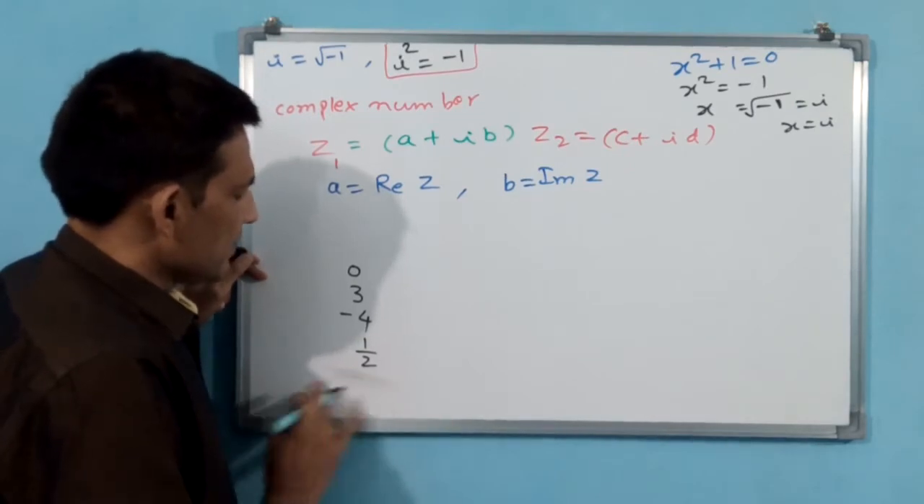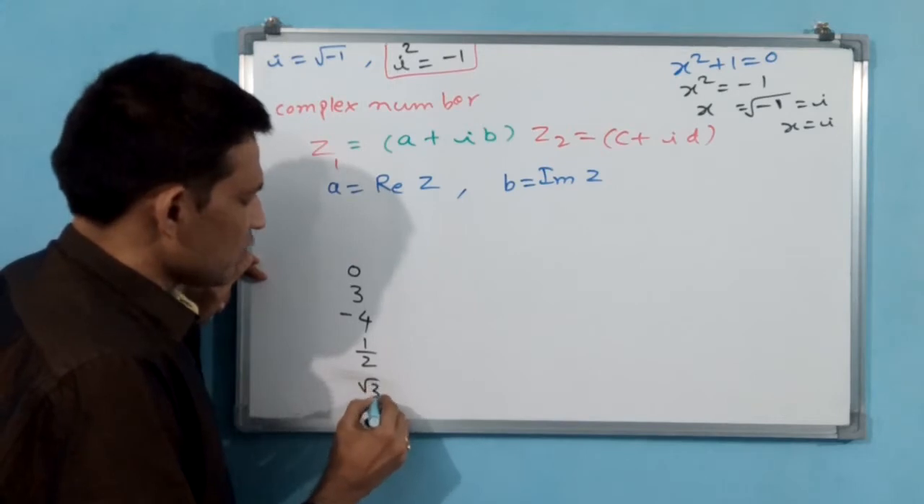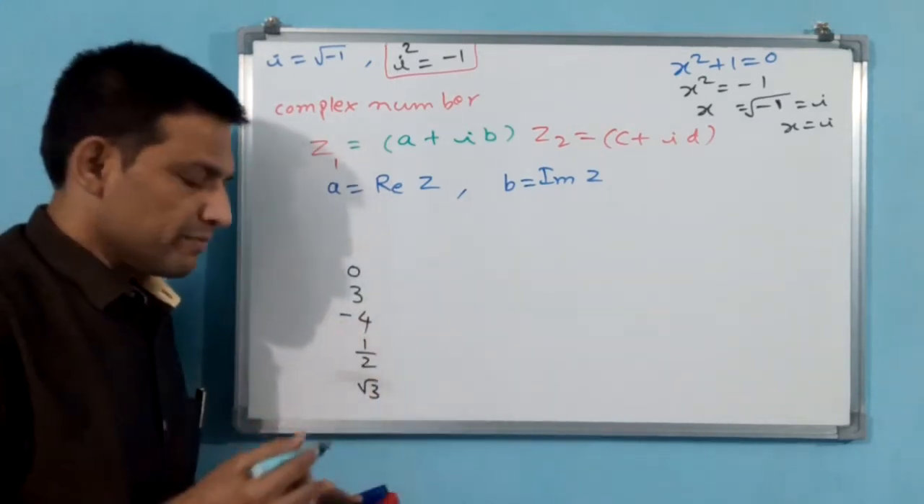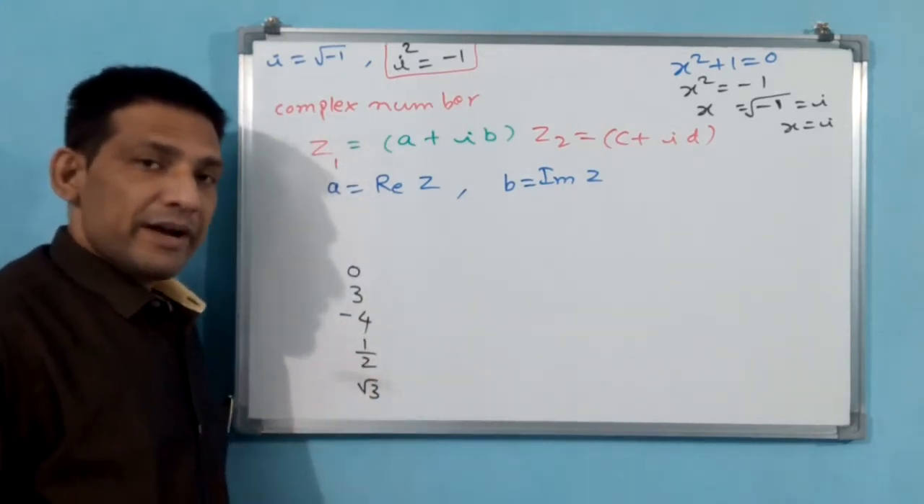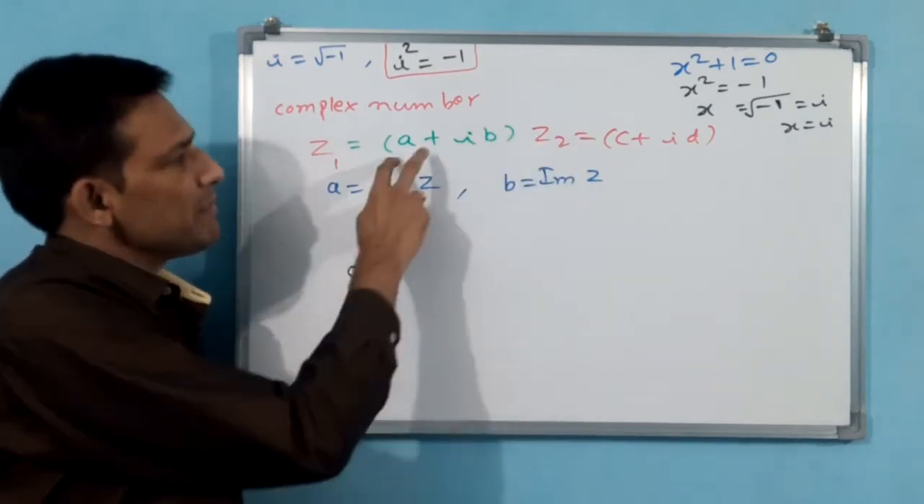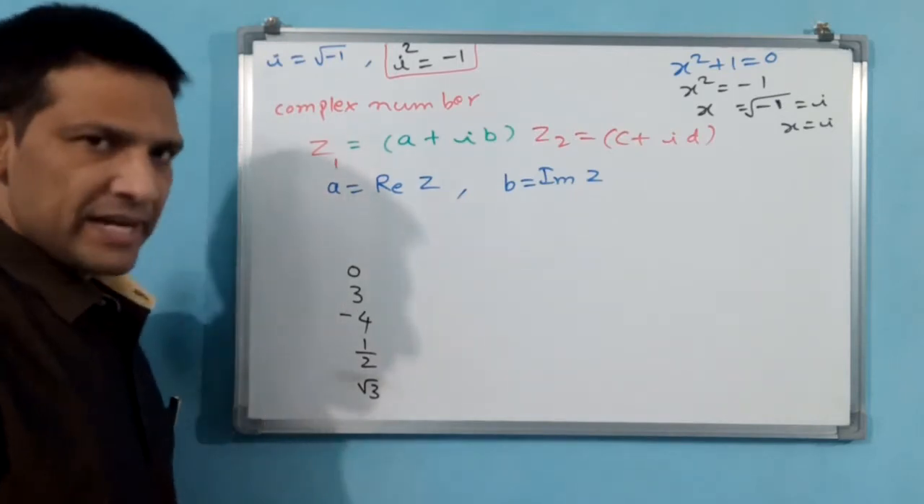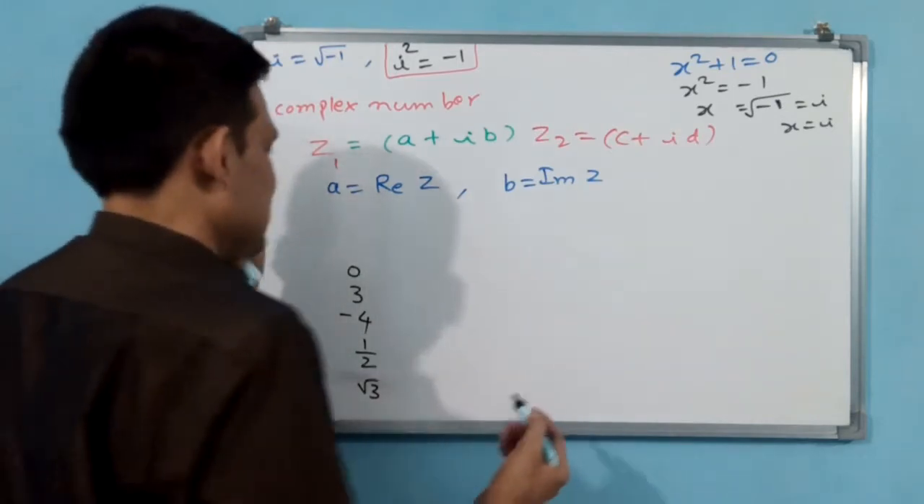Not 22 by 7. Pi. Okay, let it be, or I can write root 3. Root 3 is an irrational number. Like this, numbers are there. If you compare these numbers with this number, this is a special number, like you are seeing. Why? Because see, I will write one number, then only you can understand practically.